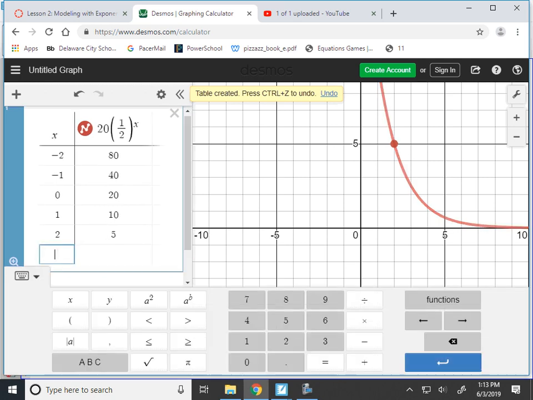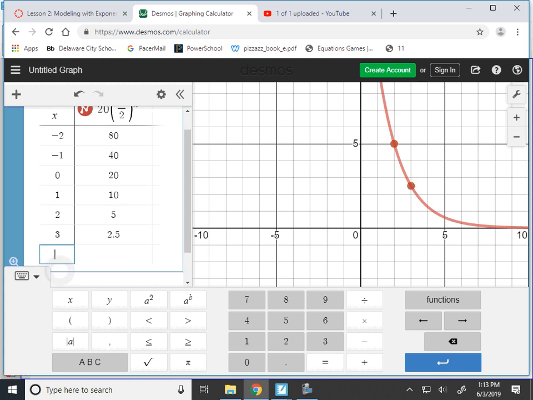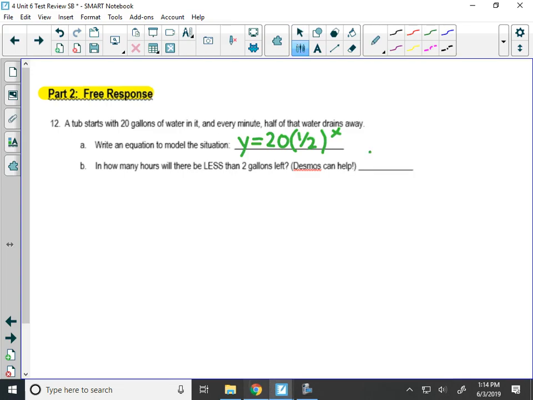So I'm going to keep making my table here. I'm not quite to 2 yet at 3. At time 4, I'm under 2 hours. So it's going to take about 4 minutes until there's less than 2 gallons of water in the tub. So that'll be 1.2.